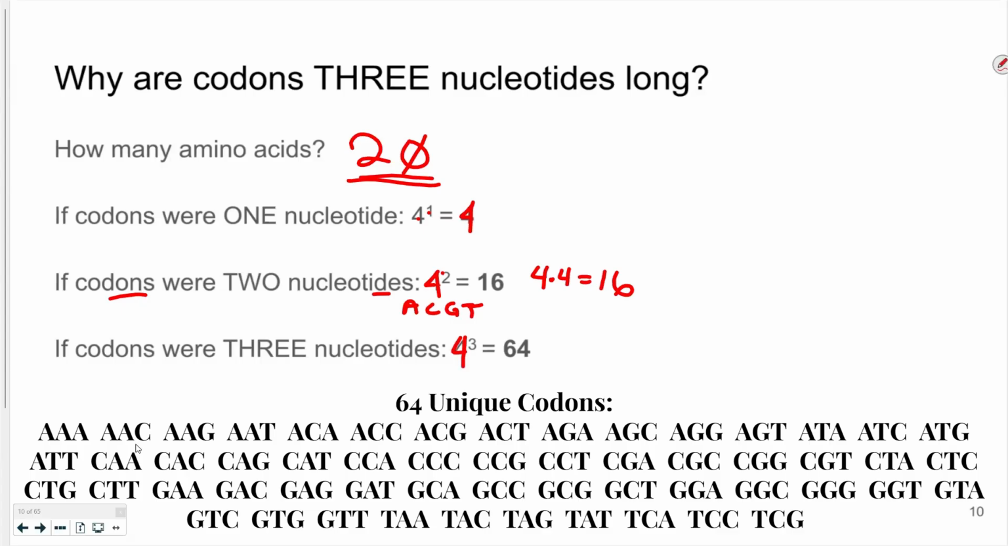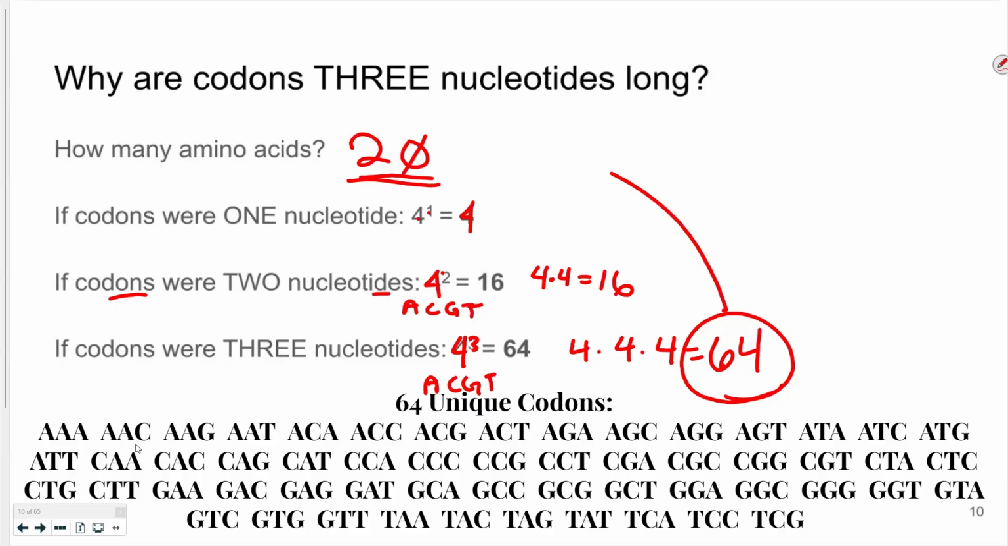If our codons are 3 nucleotides long, with 4 different kinds of nucleotides, that's 4 times 4 times 4. That gives us 64 unique combinations. That is the fewest number of nucleotides needed to have unique codons for each amino acid. Okay, but 64 is significantly larger than 20. So that's going to give us a little bit of wiggle room, which is going to come in handy for when we have genetic mutations.